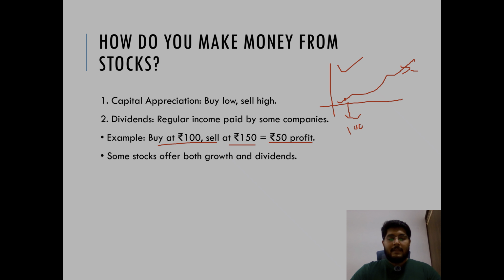Now dividends, these are regular income paid by some companies which offer you a part of their profits on a quarterly basis. So dividends are always paid quarterly. Quarterly means 4 times in a year, right? Some stocks offer both growth and dividends. These are big companies, which offer you dividends as well, and growth in the capital appreciation part as well.